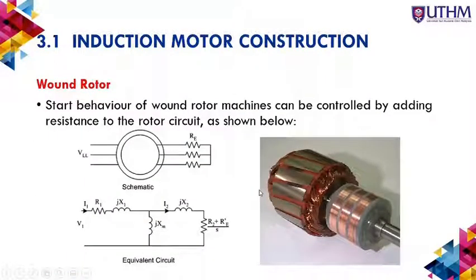And this is the type of wound motor. So start behavior of wound motor or wound rotor machines can be controlled by adding a resistance to the rotor circuit. So dia macam ada commutator lah kalau dekat DC motor. So dekat sini kita boleh control dia punya speed lah. So wound motor ni biasanya dia lebih mahal daripada squirrel cage. Okay, so tentang equivalent circuit nanti kita akan tengok. Okay, so basically kita akan tengok kepada squirrel cage lah.